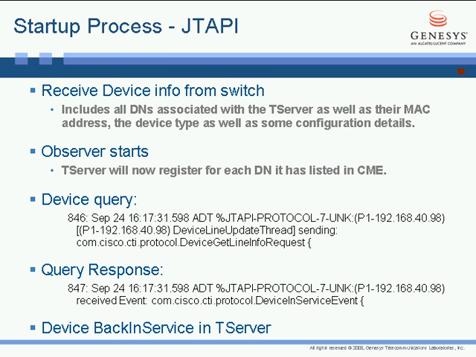Once we receive the list of DNs, TServer will request line information for each line. This will request the current status of the DN from Cisco. Cisco will respond with all the information on the state of the DN, and TServer will then mark the DN as in service as it receives responses.